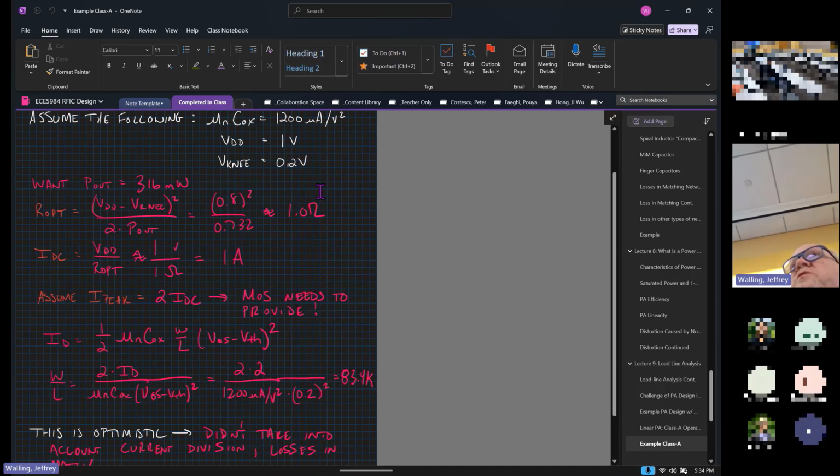Okay, so just before the break, we had started to look at power amplifiers. So we'll continue that today. And then we will also do a little bit of looking at Cadence.